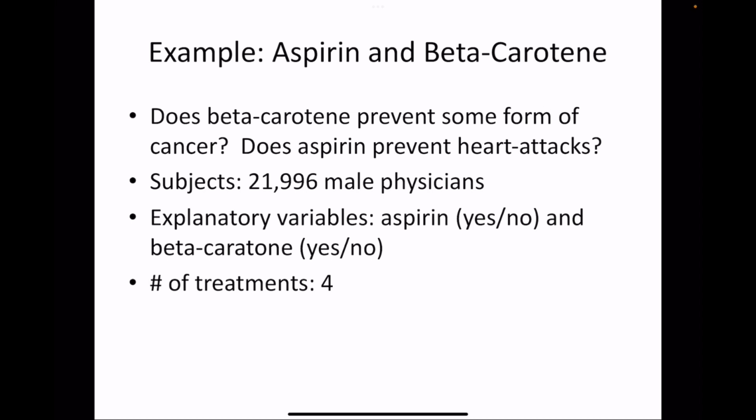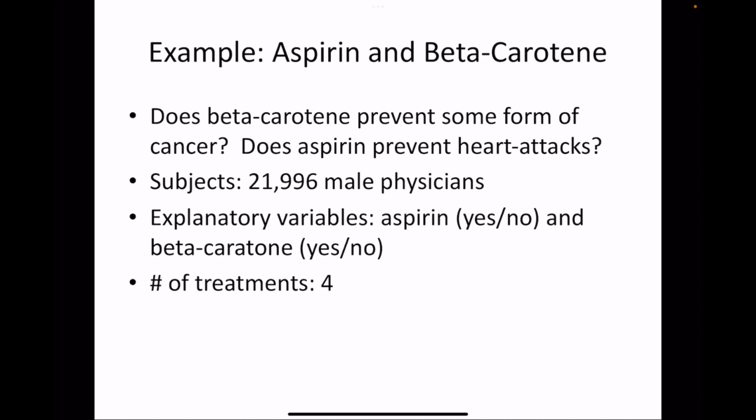First of all, they want to know, does beta carotene prevent cancer, and does aspirin prevent heart attacks? And what they did to keep control is they used 21,996 male physicians. And the idea there was, okay, they're all male and they're all physicians, so they have the same stresses in their life, the same physiology. And if you think about it, physicians are used to doing things in a regimented way, so they're hoping they won't forget to take their pills.